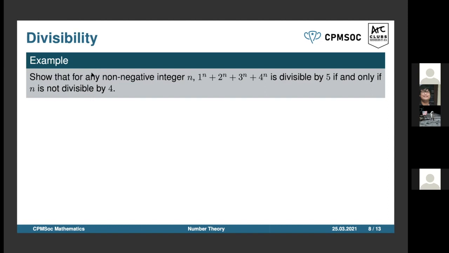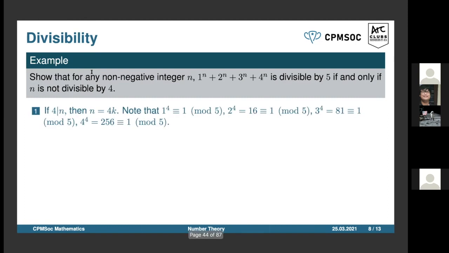So for questions like these, what we can do is examine small cases of n or small values of n. All right, so there's a solution there, but we can also do some analysis to figure out the motivation for this solution. So let's see what happens to each of these individual terms. So 1 to the n and 2 to the n.